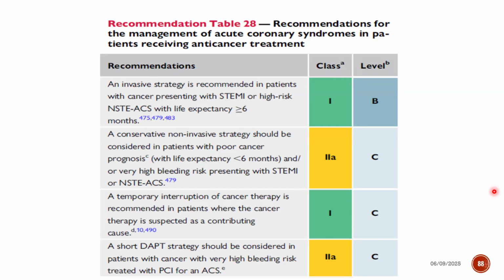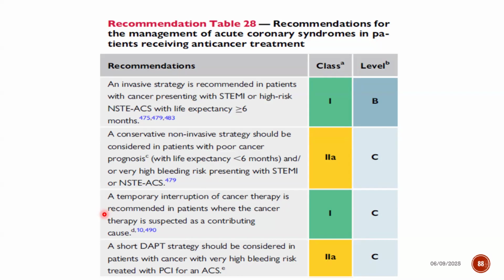And again, a conservative, non-invasive strategy should be considered in patients with a poor cancer prognosis. By this, we mean patients with life expectancy of less than 6 months and or a high bleeding risk who present with STEMI or NSTE-ACS. A temporary interruption of cancer therapy is recommended in patients where the cancer therapy is suspected to be a contributing factor to the ACS that they are presenting with.